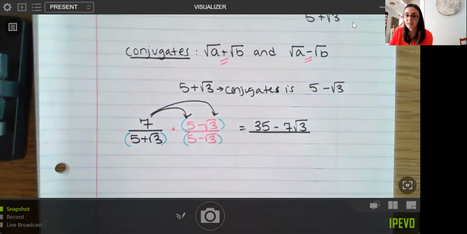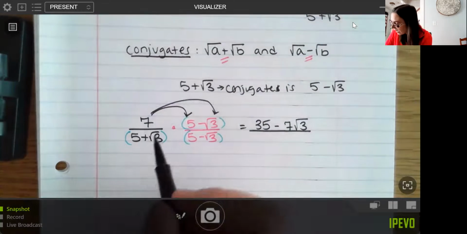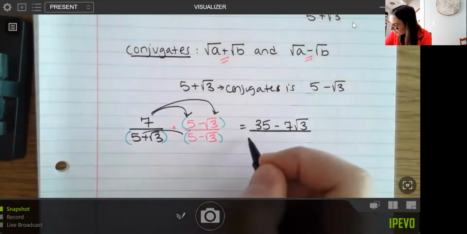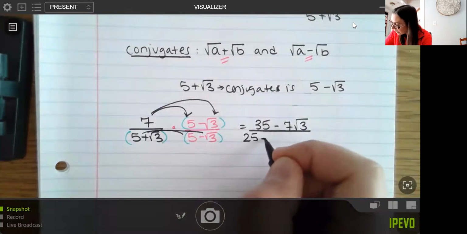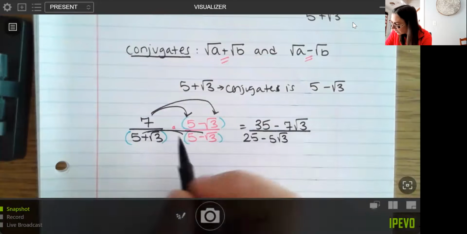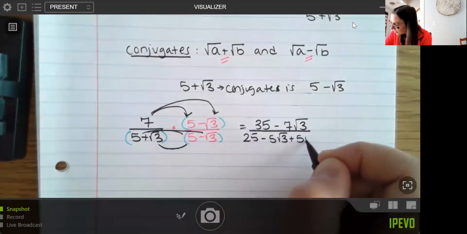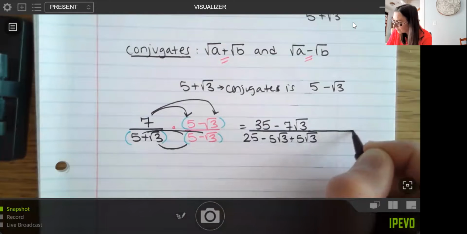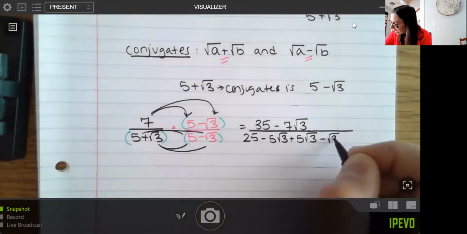In my denominator, we do the same thing, but you're going to have to distribute twice or FOIL here. So we have 5 times 5, which is 25. 5 times negative root 3, so negative 5 root 3. Here I have a positive 5 and a root 3. And again, I like to write my whole numbers first and the roots at the end. It doesn't matter. And then here you have negative root 3 times root 3.